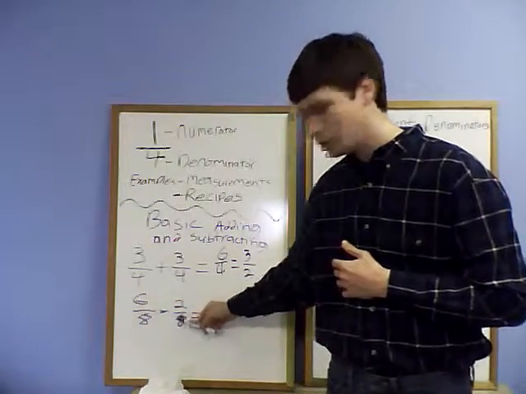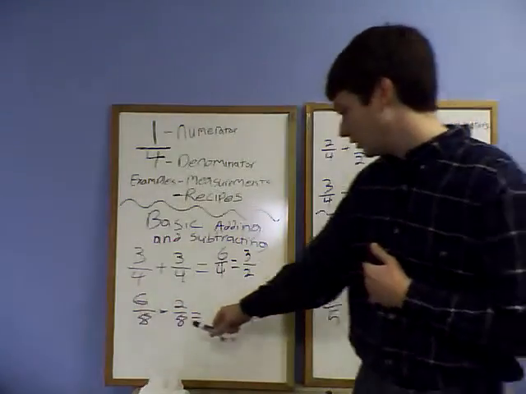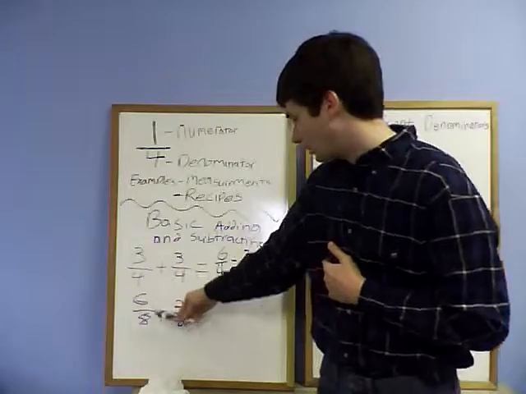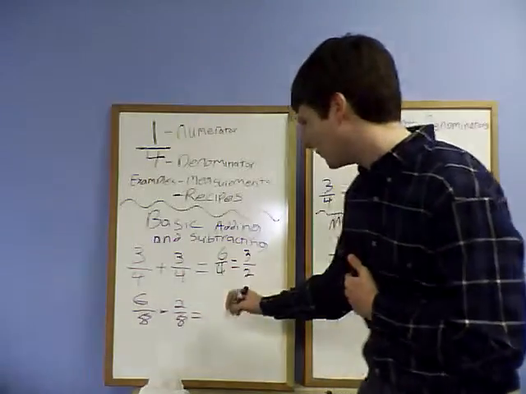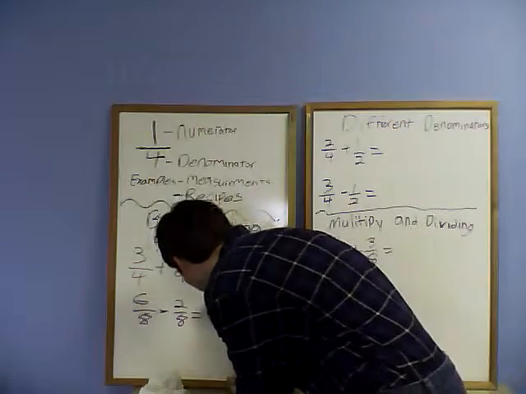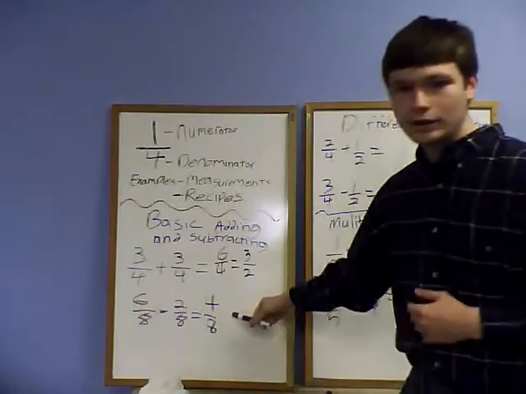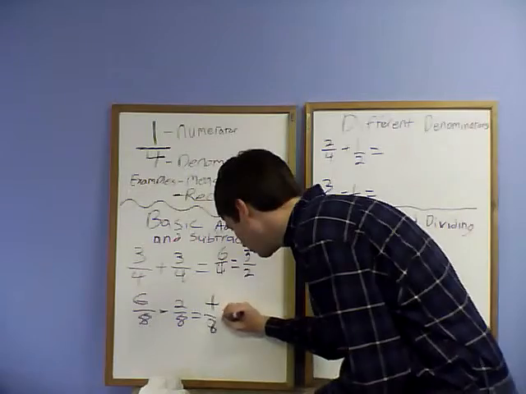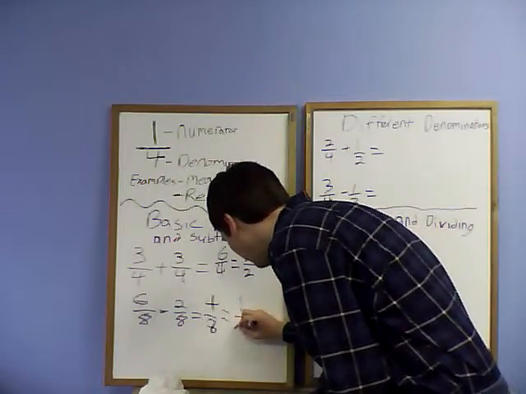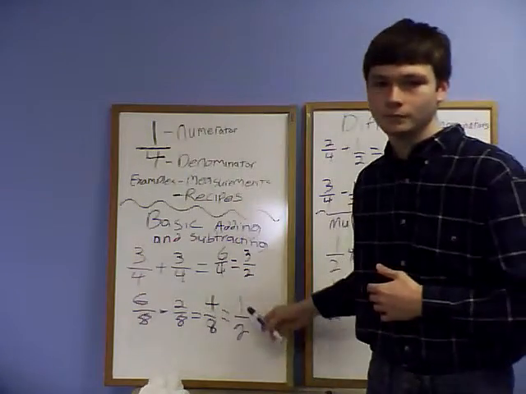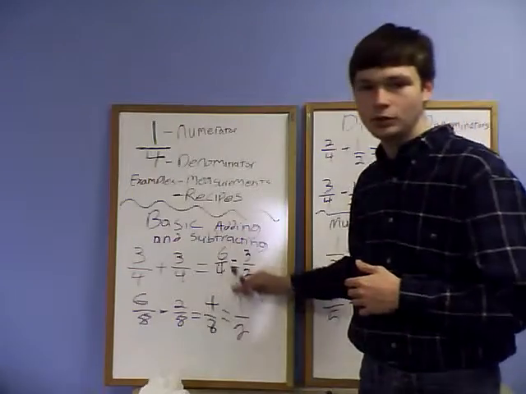Now when you need to subtract something or take something away, for example 6/8 minus 2/8, if it has the same denominator, you subtract what's on top, and you get 4/8, or if you simplify that, 1/2. Now that's just the basic stuff, and that's pretty easy.